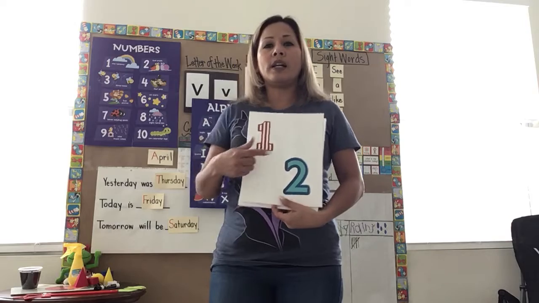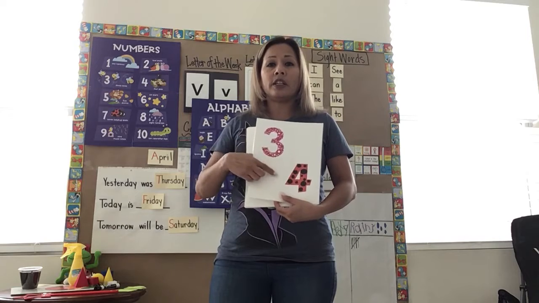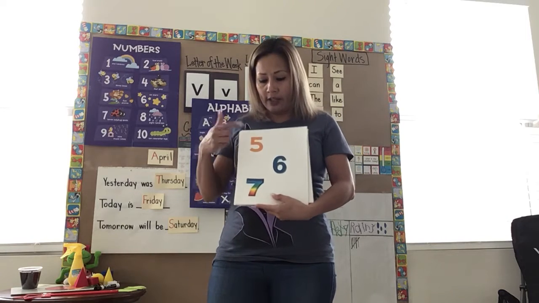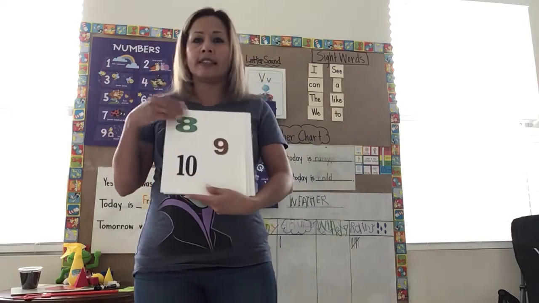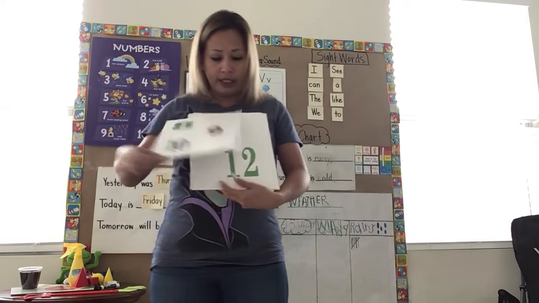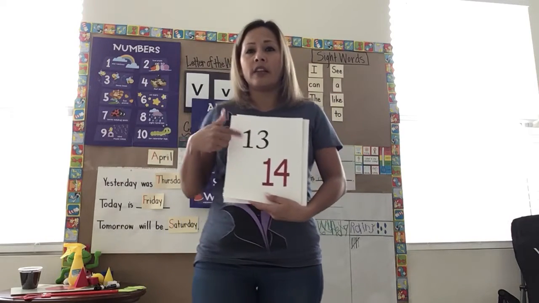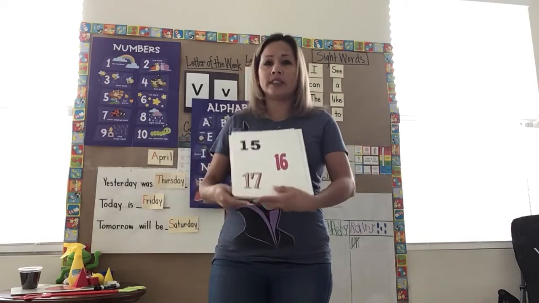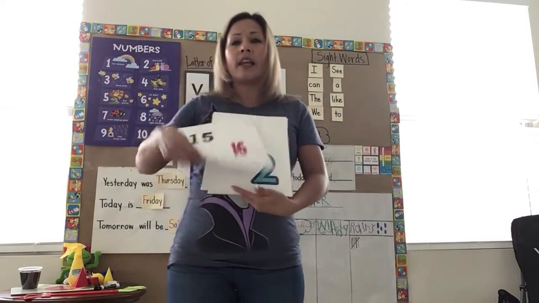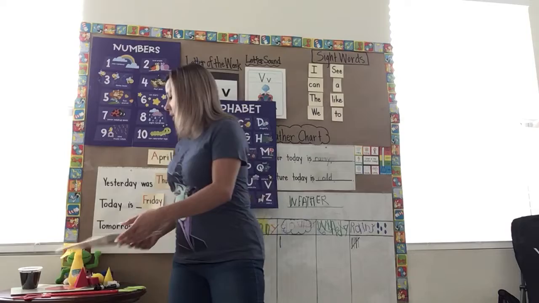Number rock. 1, 2. 1, 2. 3, 4. 3, 4. 5, 6, 7. 5, 6, 7. 8, 9, 10. 8, 9, 10. 11, 12. 11, 12. 13, 14. 13, 14. 15, 16, 17. 15, 16, 17. 18, 19, 20. 18, 19, 20. Let's go. Singing the number rock.